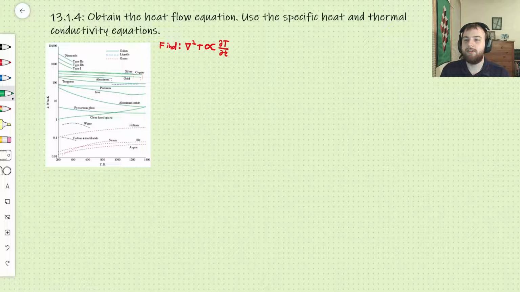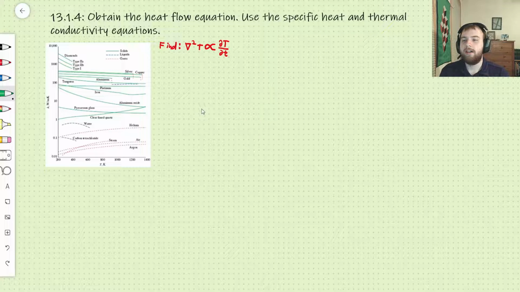We're talking about partial differential equations. And instead of me solving a partial differential equation for you today, I'm instead going to derive one and show why it's important. So we're going to be obtaining the heat flow equation, using the specific heat and thermal conductivity equations. The book gives different hints for this problem, but I don't find them all that useful, so instead this is how we're going to do it.